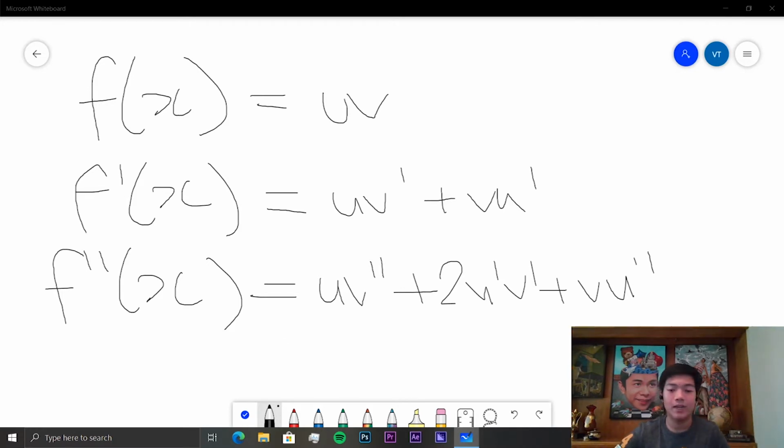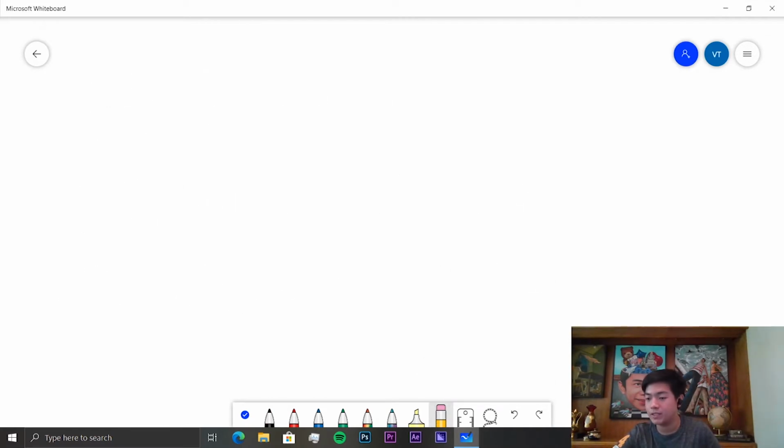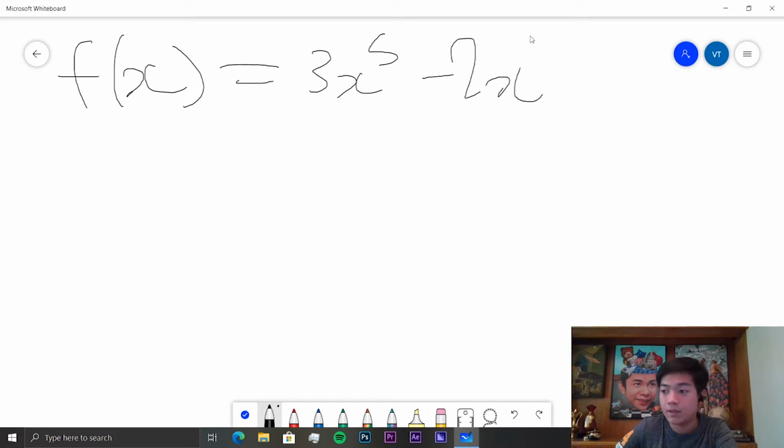Okay, so now let's move on to some questions. The first question, well, I guess I'll do the even ones. If f of x is equal to 3x to the 5 minus 2x squared plus 1, find f to the 4 of x.